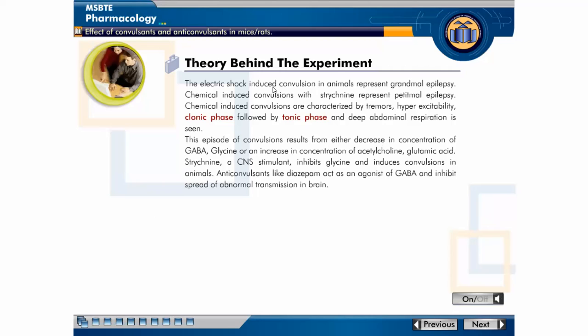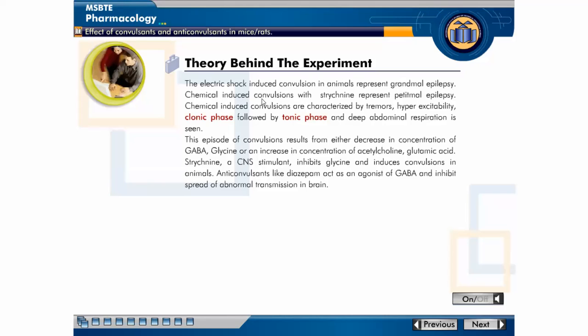The electric shock induced convulsion, meaning a convulsion produced in the animal, represents grand mal epilepsy. If we take an animal, either mice or rabbit, albino mice are used in this experiment. If we produce an electric shock, convulsions are produced in the animal through the electric shock. The epilepsy shown by this animal is known as grand mal epilepsy. It means when a shock is given to that animal, it is susceptible to convulsion or epilepsy. So such type of epilepsy is known as grand mal epilepsy.